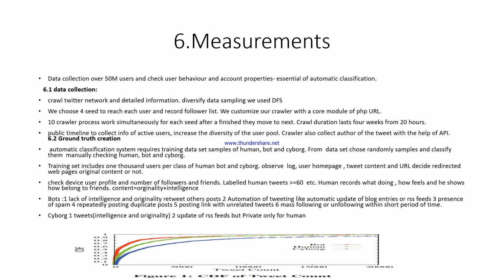You see that a bot suddenly increases its number of followers by a large amount, but suddenly decreases it too because of the software. Cyborgs have some intelligence and originality because they are between bots and humans, and they also update RSS feeds, but private accounts are not possible for cyborgs as well as bots. It's only possible for human beings.